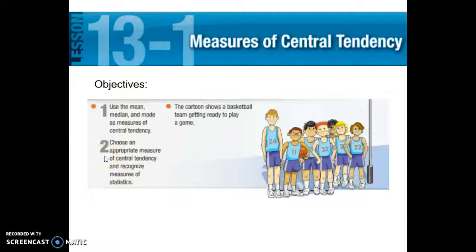Hey class, we are moving on to chapter 13, just finished chapter 12, and we're going into the statistics chapter, starting off with mean, median, mode, which are called measures of central tendency. Well, you've probably had this before. There'll be probably a few different types of questions you'll see that make you work a little bit differently than you have in the past.